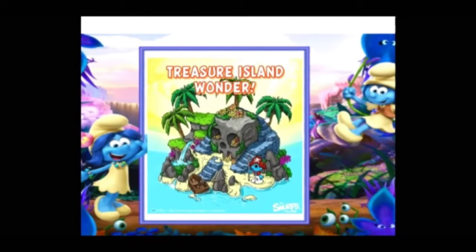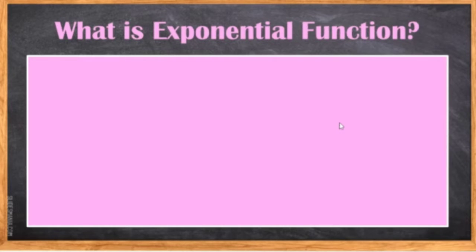Great! Treasure Island Wonder. Okay, class, do you have any idea about exponential function? Yes, Miss Noemi, you're raising your hand.